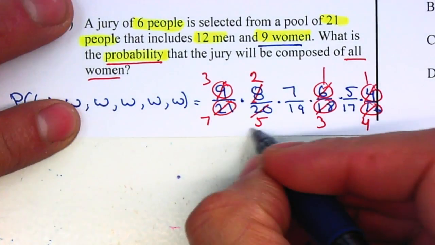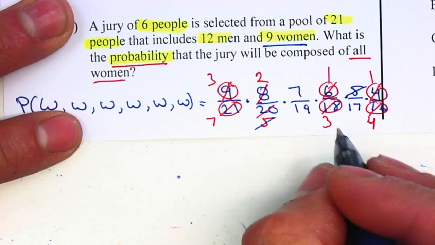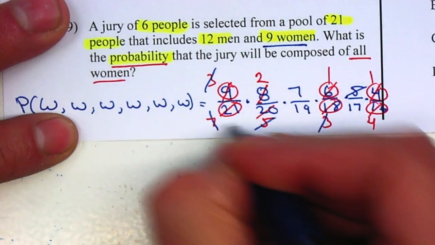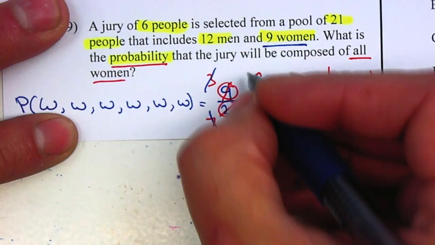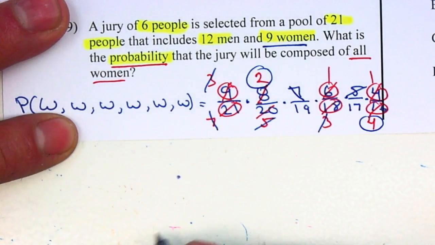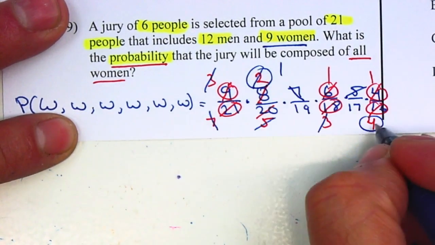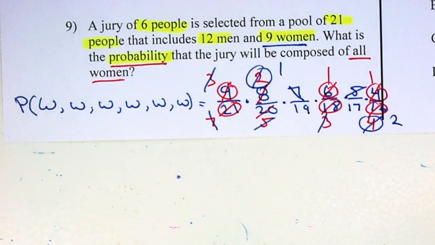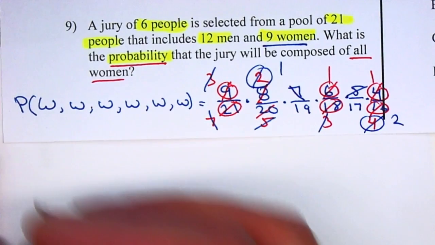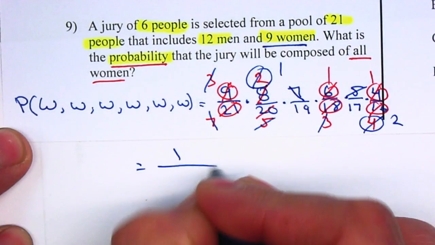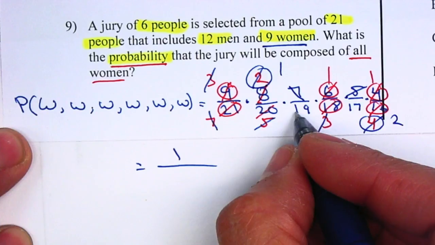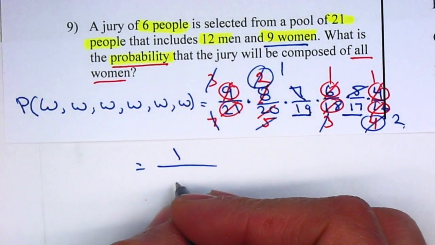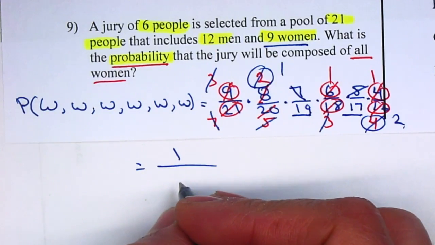I can simplify, or I can cancel the 5s. I can cancel the 3s. I can cancel the 7s. And actually this one works very nicely. I can reduce it, divide by 2, gives me 1, gives me 2. On the numerator, so the probability will be 1 over, we'll multiply 19 times 17 times 2, and that will give you 646.